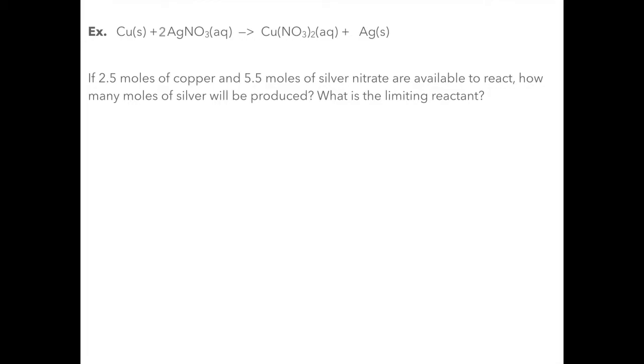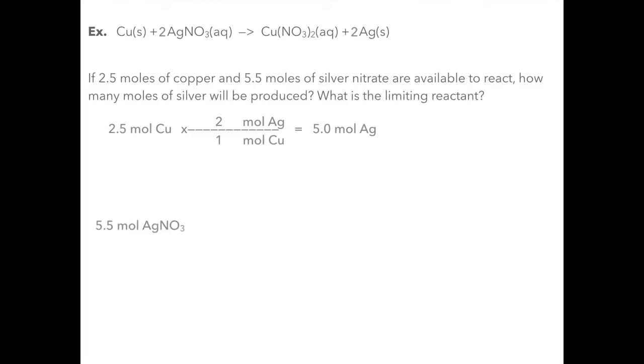And so I'm going to take my givens and I'm going to convert. But the first thing I've got to do is balance. So I'm going to put a 2 in front of AgNO3 and a 2 in front of Ag. So let's actually get going. So my given is 2.5 moles of copper. And so I'm going to convert that into moles of silver. So I'm going to put moles of copper on bottom, moles of silver up top. I'm going to use the mole to mole ratio. So I've got 2 moles of silver for every 1 mole of copper. And so that gives me 5.0 moles of Ag. So 2.5 moles of copper will produce 5.0 moles of silver.